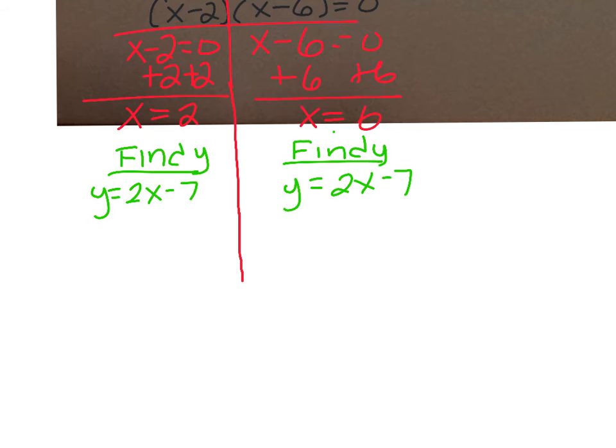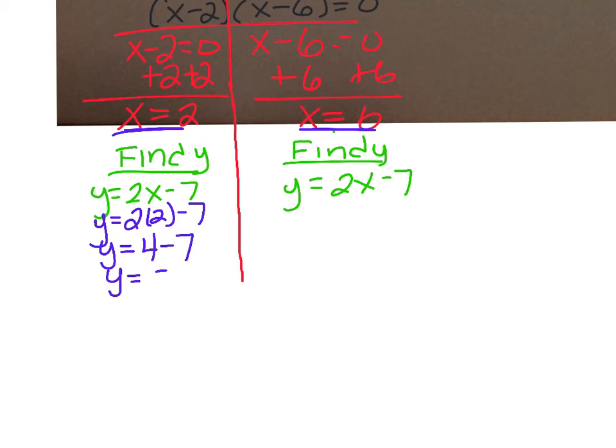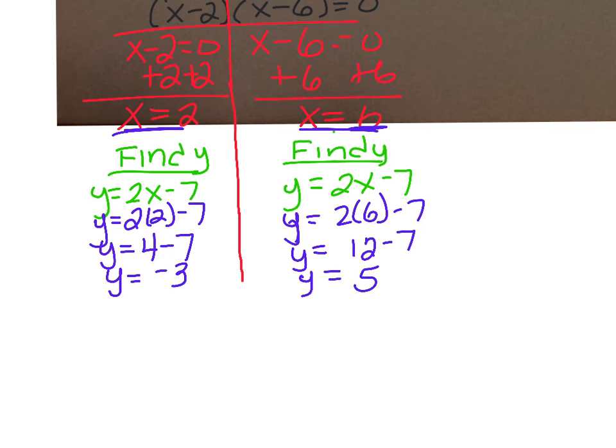So if I have 2 x values, I'm going to have 2 y values. So plug in x on the left. y equals 2 times 2 minus 7. So that's 4. You can plug this into the calculator. 4 minus 7 is negative 3. And now on to the other side. y equals 2 times, now my x is 6, minus 7. So that's 12 minus 7, which is 5.